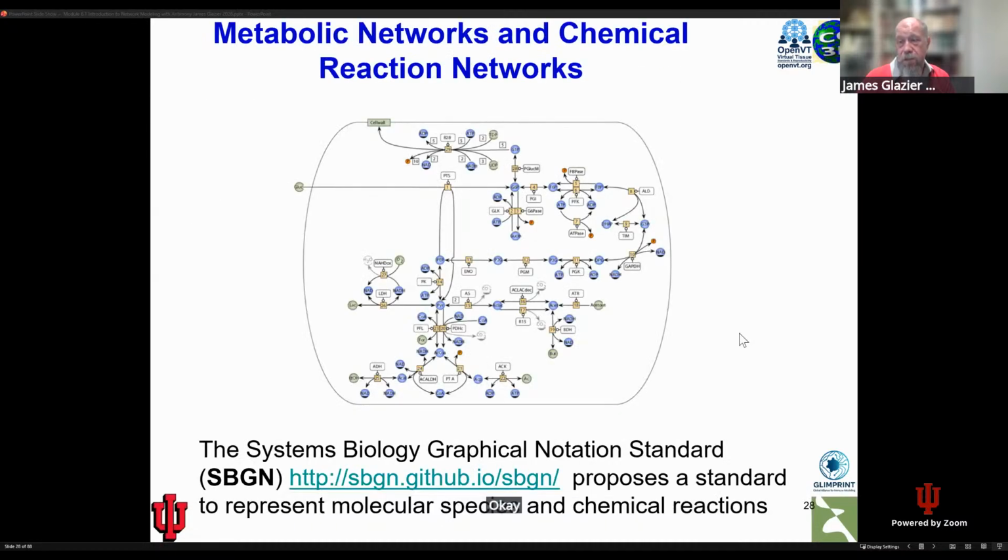Okay. There is a standard imaging language called Systems Biology Graphical Notation, SBGN, for representing all of the complexities of these molecular networks. There are other network representation schemas as well. SBGN is the one that BioModels uses.